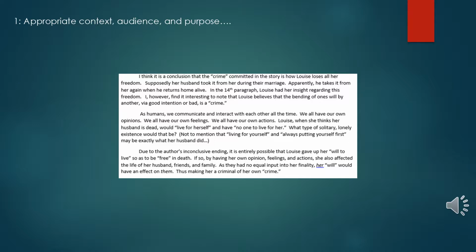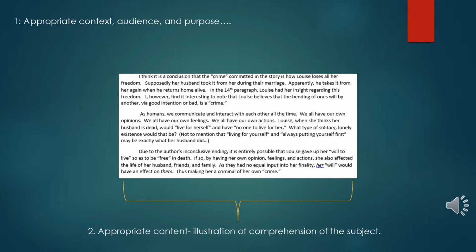Your writing should apply to the subject matter given. Keep in mind who your audience is. While in school, the audience can include your professors, your classmates, and perhaps other faculty members. Your writing must also illustrate a comprehension of the subject. In this excerpt, not only did I read the story, but evaluated the information and processed it to come up with my own theory about the story.